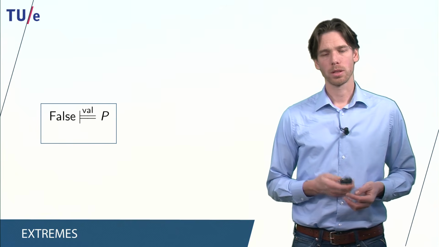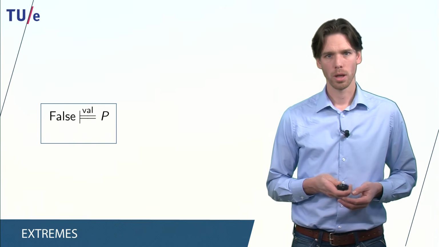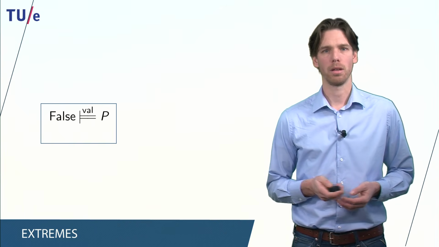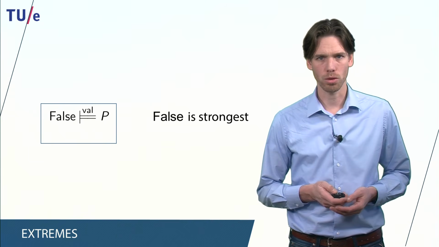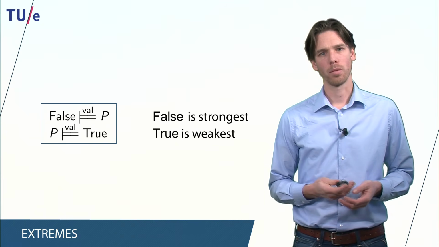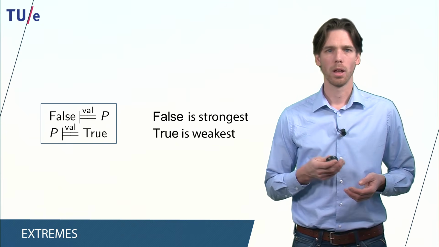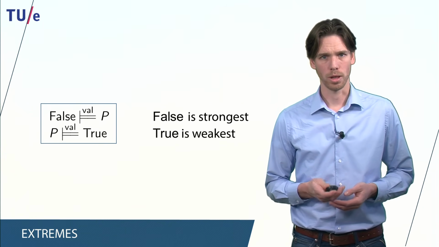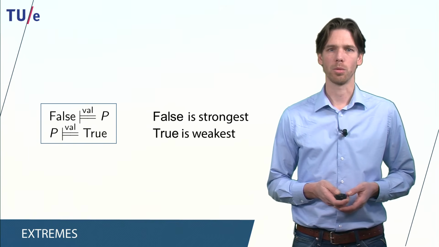Finally, let's express some logical consequences using true and false. So false is always stronger than any other abstract proposition P. So we could say that false is actually the strongest abstract proposition. On the other hand, true always is a logical consequence of any other abstract proposition P. So P is always stronger than true, or stated differently, true is the weakest abstract proposition of all. This concludes our discussion of logical consequence.